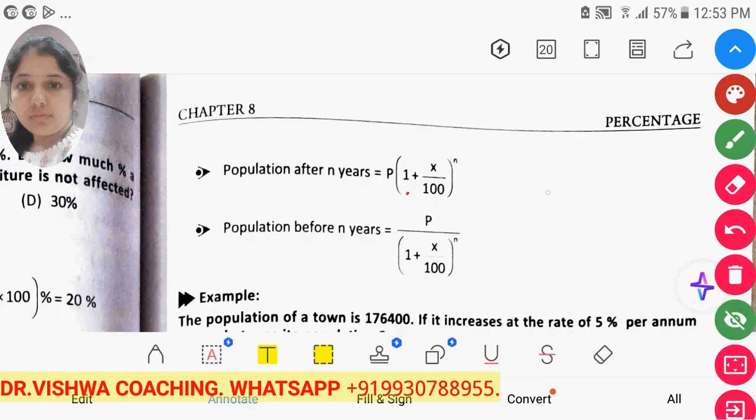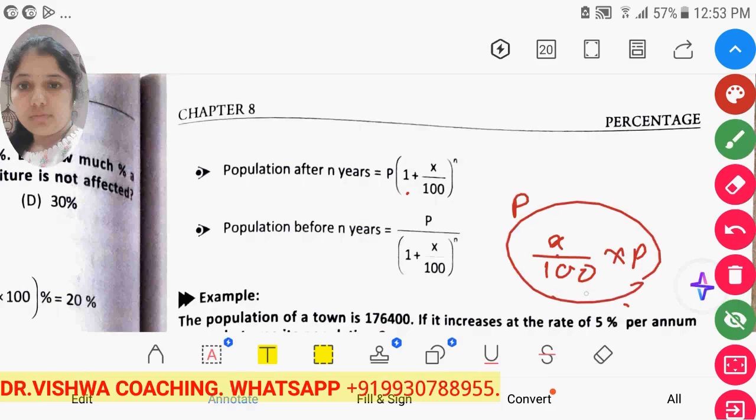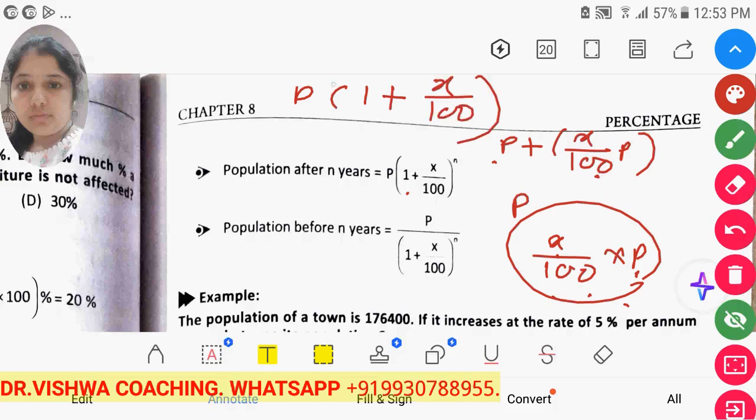Now see, the population is P, it is increased by X%, meaning X% of what? Of P. So it is X upon 100 into P, and we have to add the previous and the increased population. So X upon 100 P plus P gives us P into the bracket 1 plus X upon 100, and this is 1 year's hike. Now how many years' hike is asked? It could be 2 years or 4 years, and the number of years is written as n. So this is the formula.